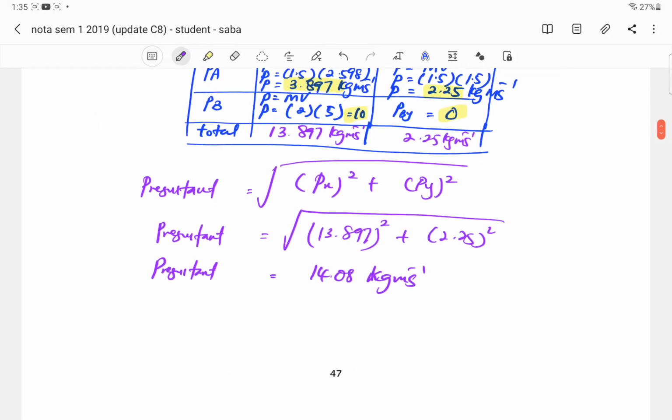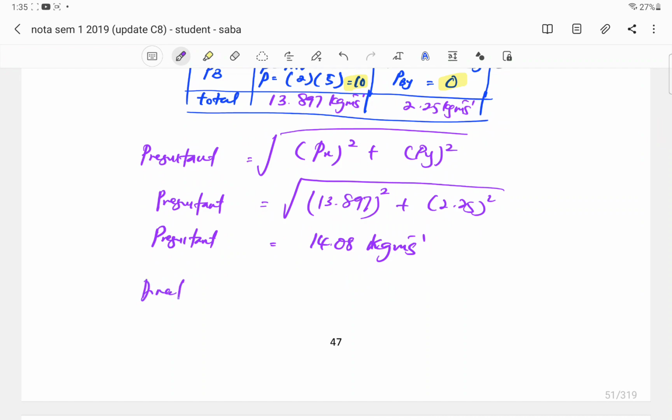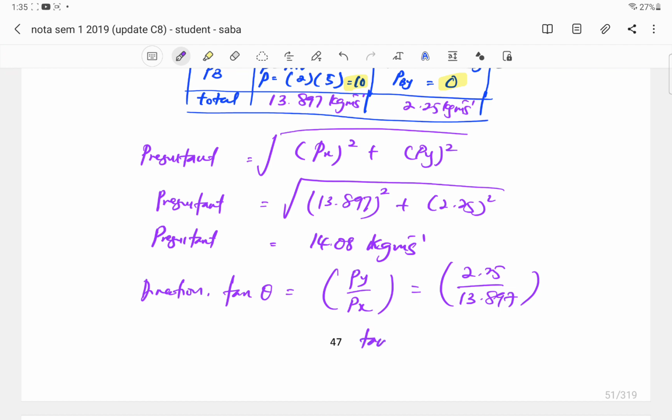So to find the direction, we have the tangent. We have the tangent theta equal to PY over PX, 2.25 over 13.897. So tangent theta equal to, back to kira, that is 9.2 degrees. Okay. So because y is positive, x also positive, so direction is here.